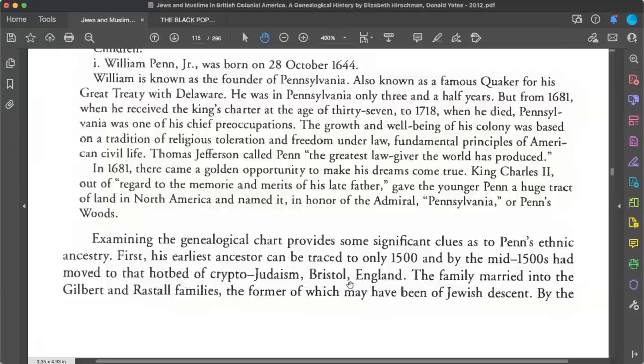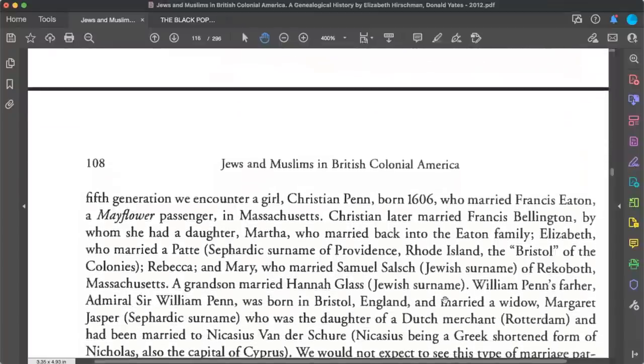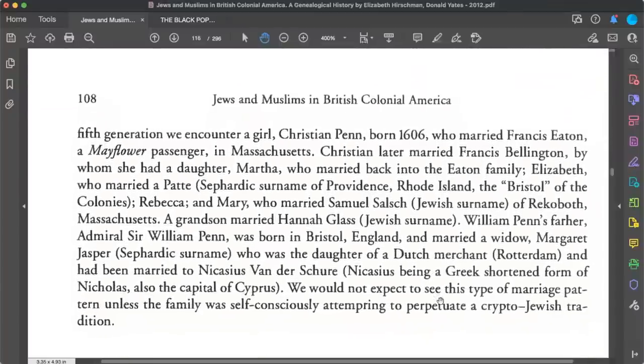A hotbed for crypto-Judaism. The family married into the Gilbert and Rastall families, the former of which may have been of Jewish descent. By the fifth generation, we encounter a girl, Christian Penn, born 1606, who married Francis Eaton, a Mayflower passenger in Massachusetts. Christian later married Francis Billington, by whom she had a daughter, Martha, who married back into the Eaton family. Elizabeth, who married a Patty, Sephardic surname, of Providence, Rhode Island, the Bristol of the colonies. Rebecca and Mary, who married Samuel Salsh, Jewish surname, of Rehoboth, Massachusetts. A grandson married Hannah Glass, Jewish surname.